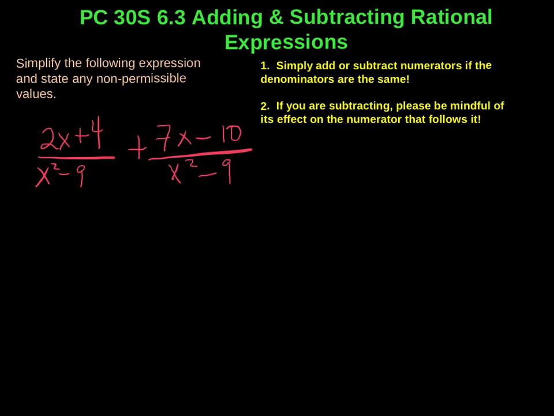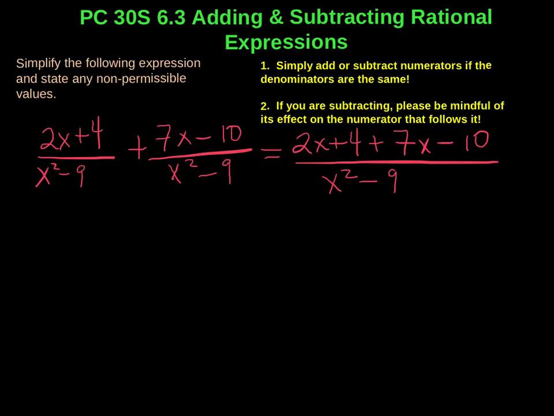Okay, so same rules apply that we learned years ago. When we're adding fractions, if we have the same denominator, all we do is add the numerators together. So let's treat this exactly like any simplification. So we've got 2x plus 4 plus 7x minus 10, and that's all over x squared minus 9. Okay, so then we've got 9x minus 6, all divided by x squared minus 9. Okay, so that's your simplified version of it.